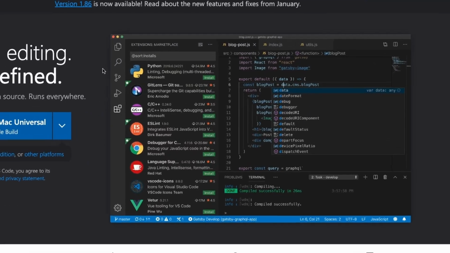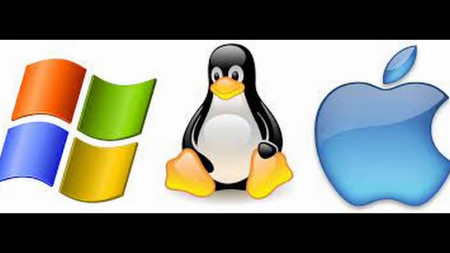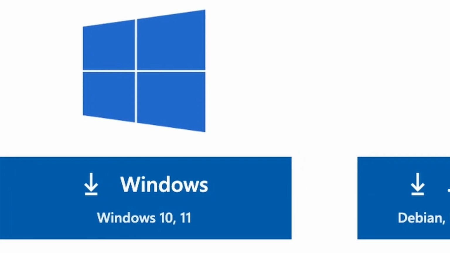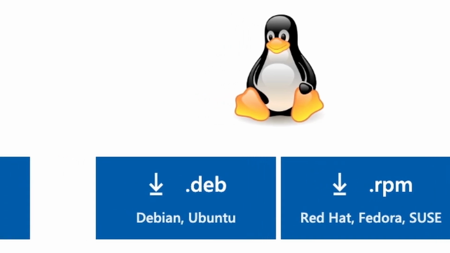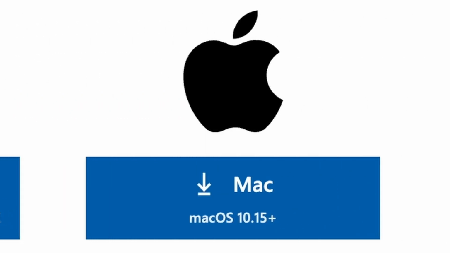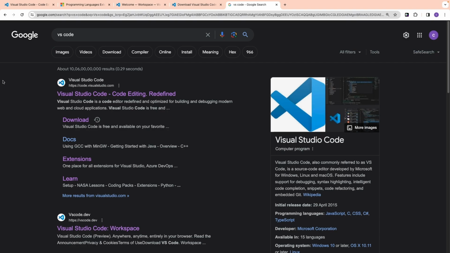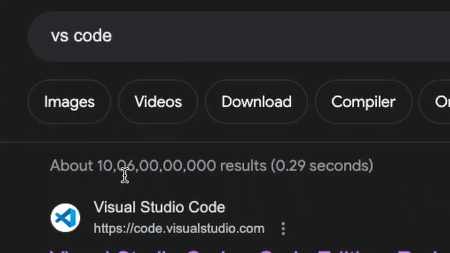VS Code is one of the most popular code editors right now. It's free, built on open source, and runs everywhere. It is available to download for Windows 10, Windows 11, Linux operating systems like Debian and Ubuntu, and Apple's macOS.